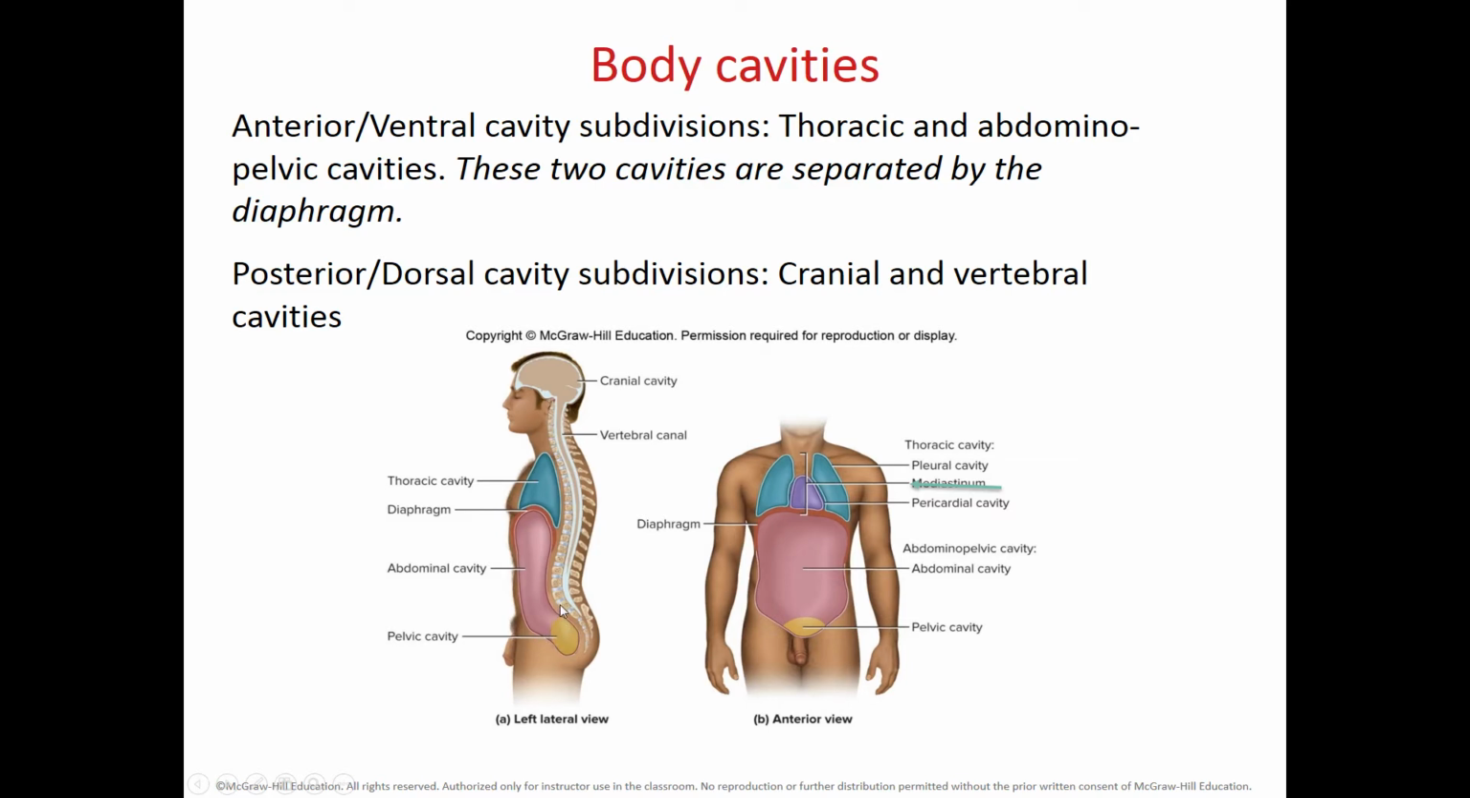So there is no physical division between the abdominal cavity and the pelvic cavity as we have here for the thoracic cavity and the abdominal pelvic cavity. So this is just an imaginary line that runs between the anterior superior iliac spine and the promontory of the sacrum bone.